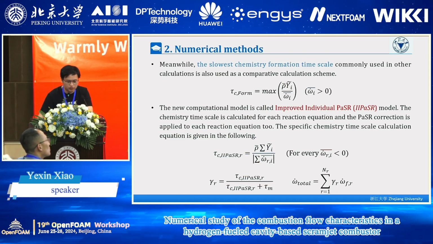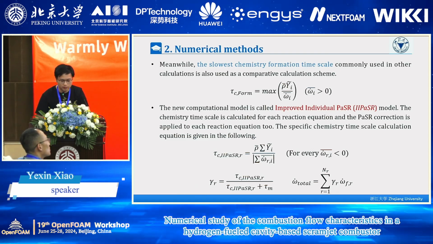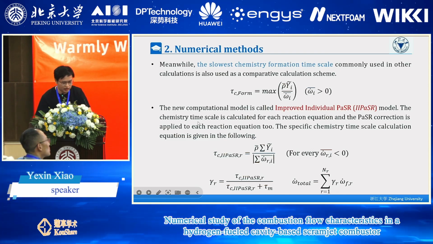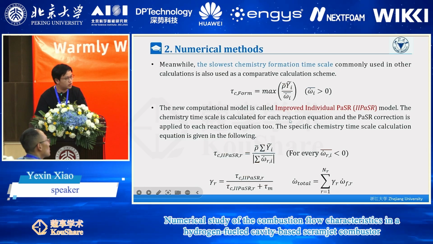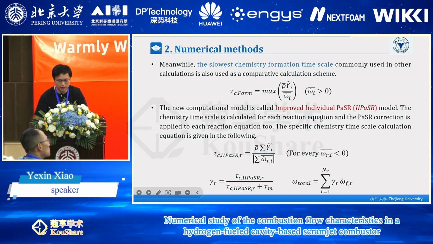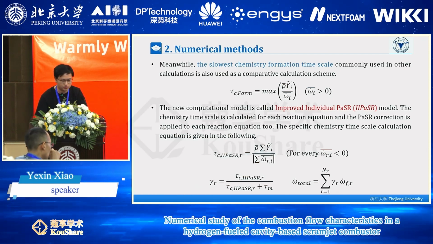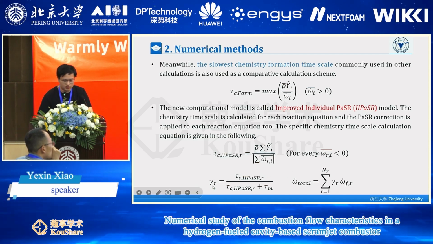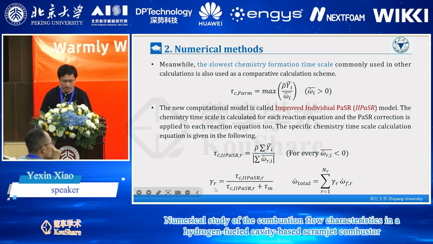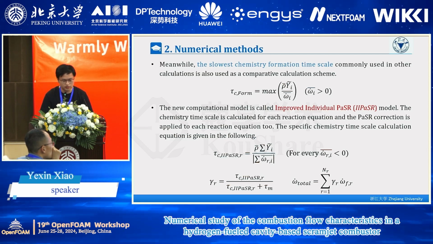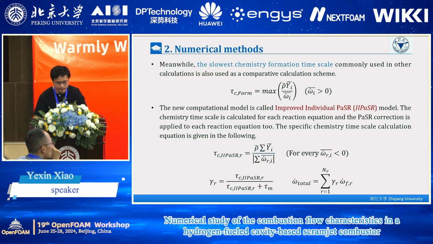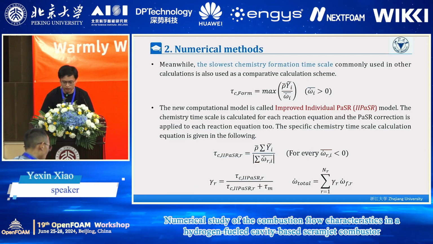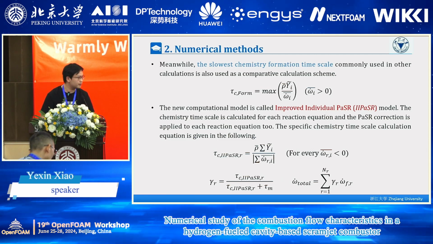The new computational model we used is called the improved individual PSR model. The chemistry timescale is calculated for each reaction equation, and the PSR correction is applied to each reaction equation too. You can see the gamma R, where the subscript R denotes the reaction R, and we use this equation to calculate the total reaction rate.